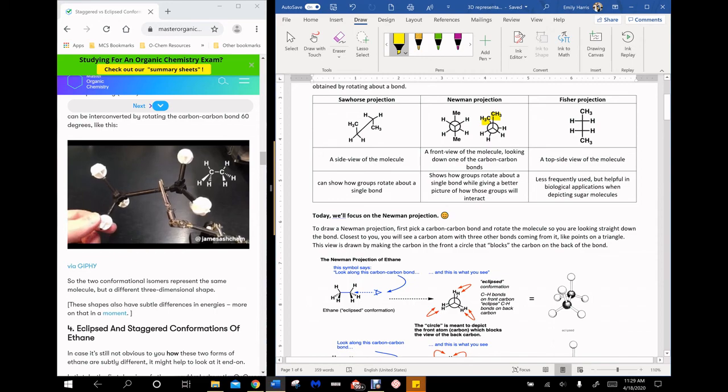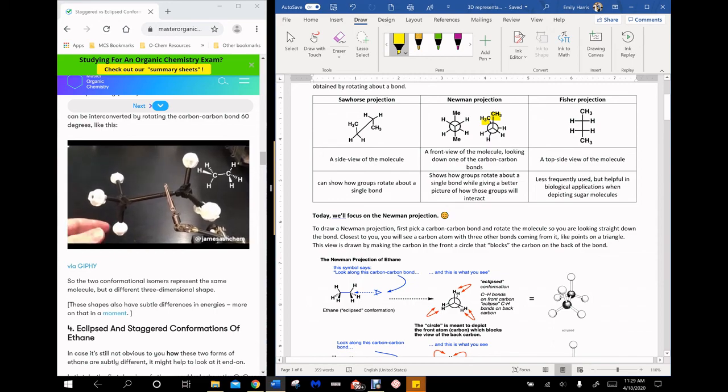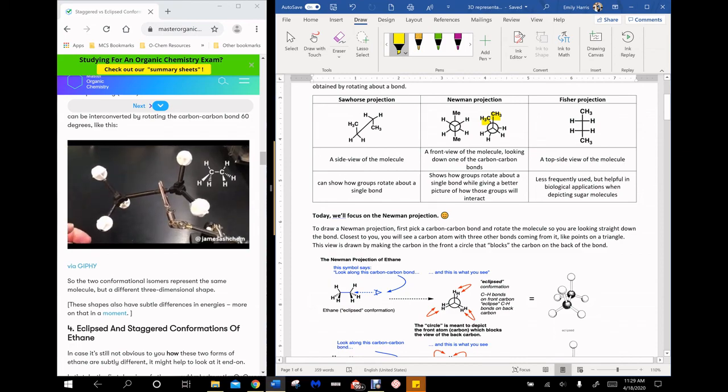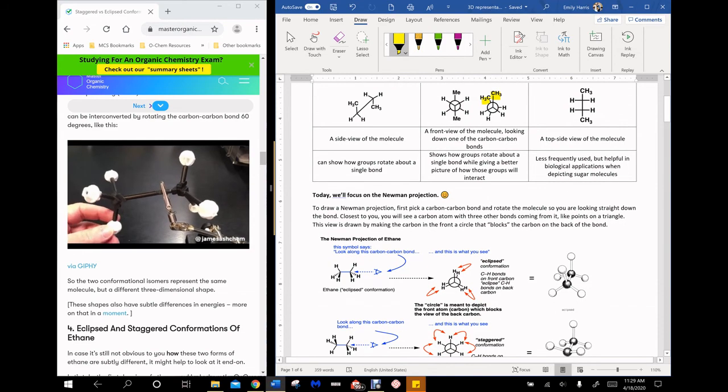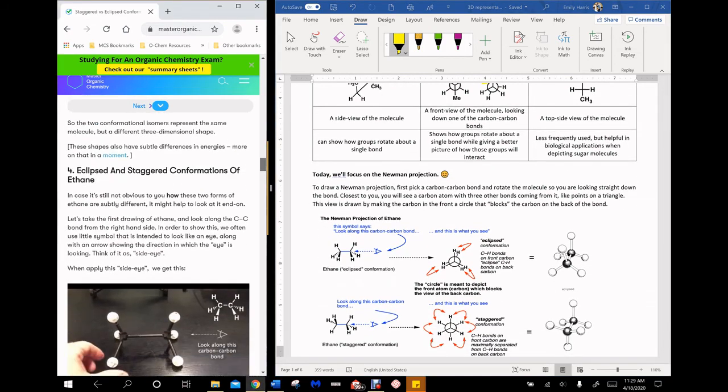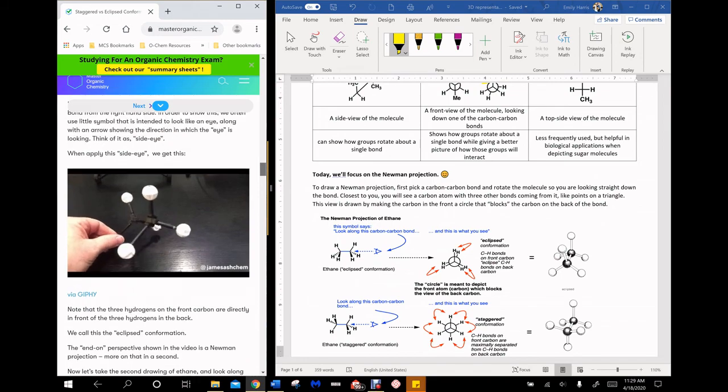Closest to you, you will see a carbon atom with three other bonds coming from it, kind of like points on a triangle. And so you draw the view by making the carbon in the front a circle that, quote, blocks the carbon on the back of the bond. And so I'm going to scroll down kind of here.